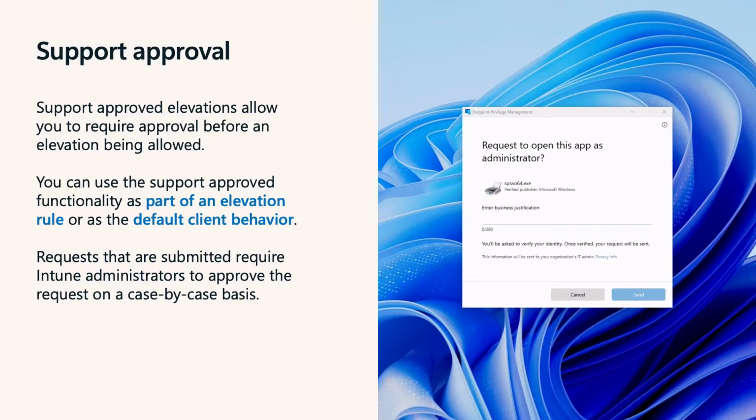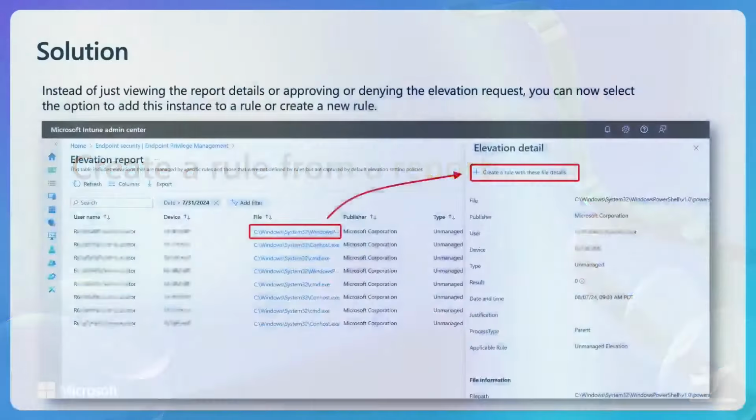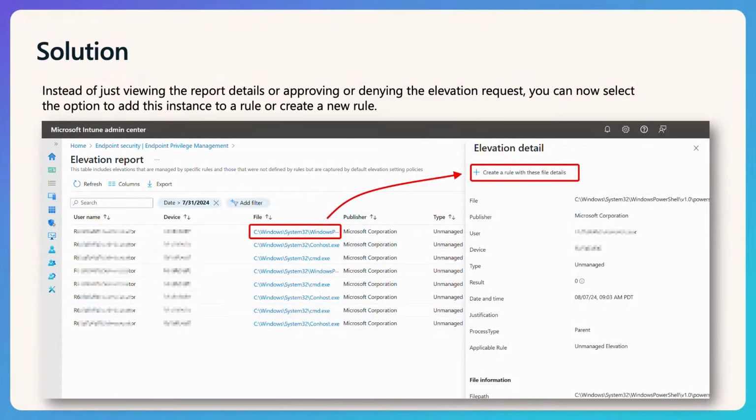One of the new features that we created last year based on customer feedback: it's super hard for customers to actually create EPM rules based on file hashes and other attributes inside your environment. But straight from the support approved report, we have the option to create rules with all the details. As you can see here in the screenshot, we have the file name, we have the publisher, and we even have the file path and some of the other attributes as well.